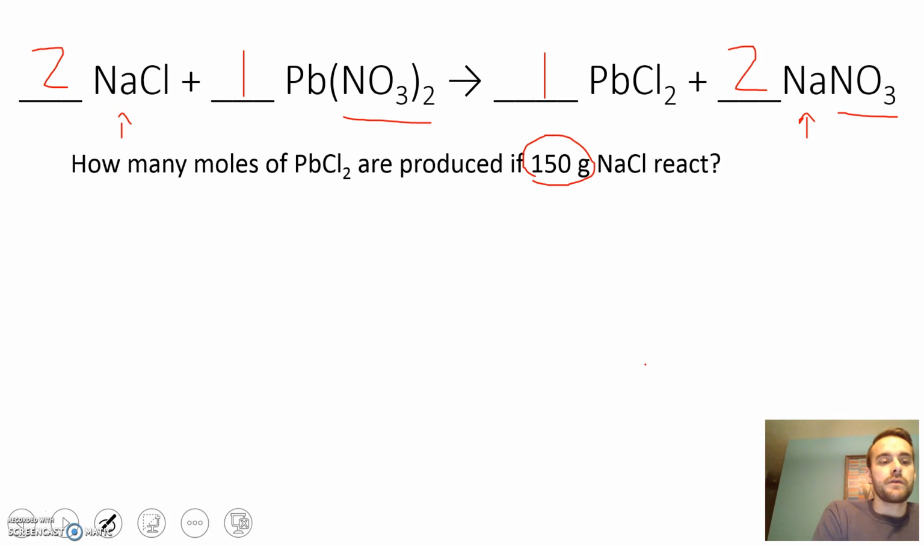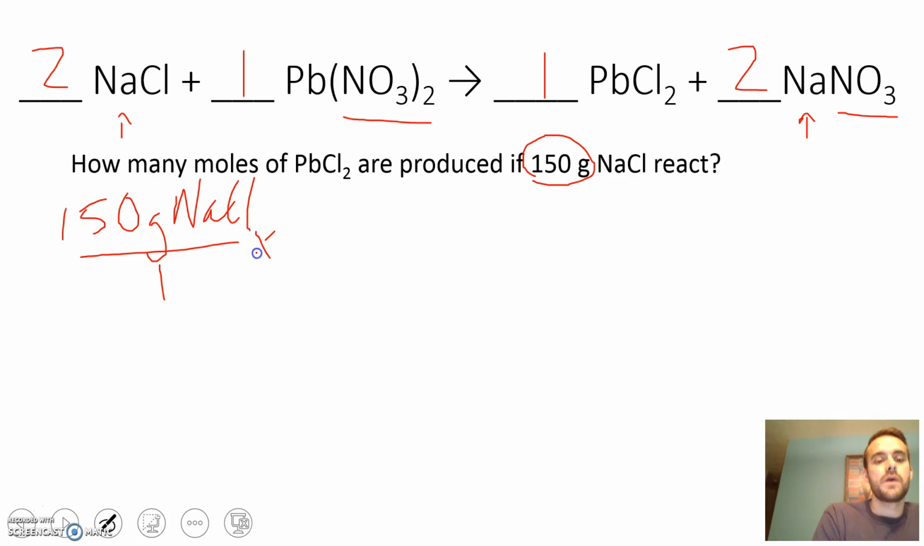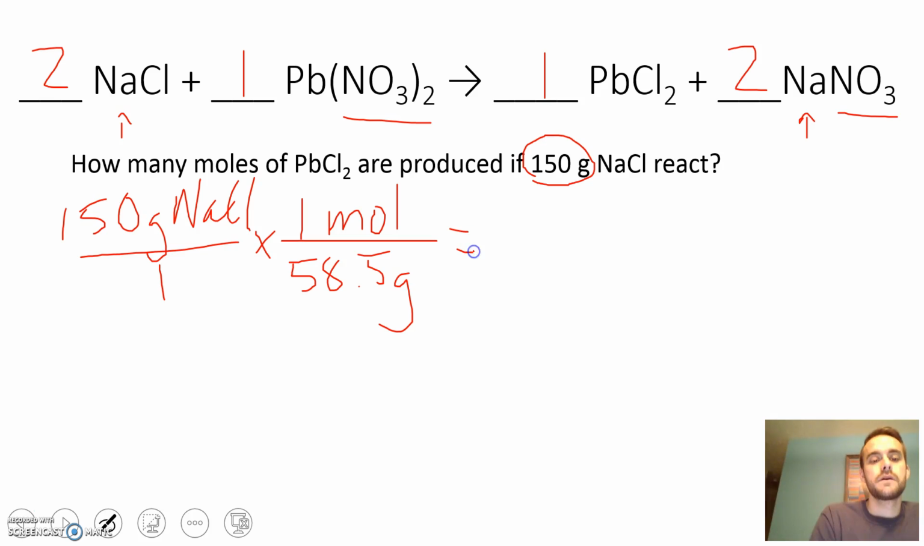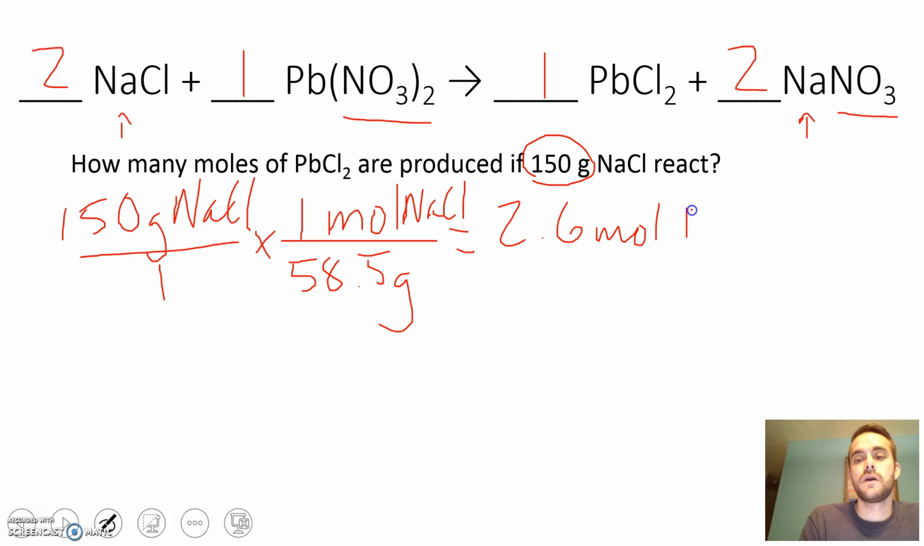Okay, so first step, we're going to take 150 grams of NaCl. We'll put that over 1, and we'll convert to moles really quickly. Molar mass of NaCl is 58.5. That comes from the periodic table. Just add up the masses. It's really important in these problems to always write the molecule that you're working with every time. So if I do 150 divided by 58.5, that gives me 2.6 mole of NaCl. That's how much we're actually using. And then I can convert that to our product, PbCl2, very easily using my ratio.